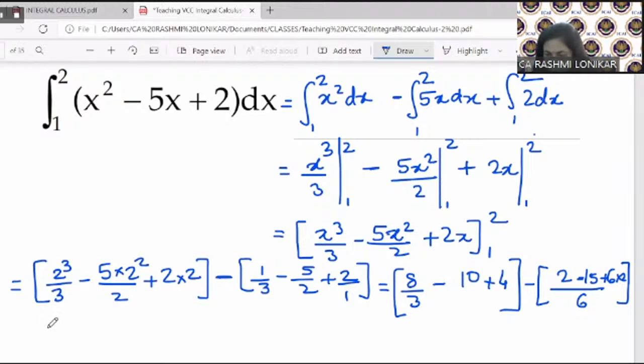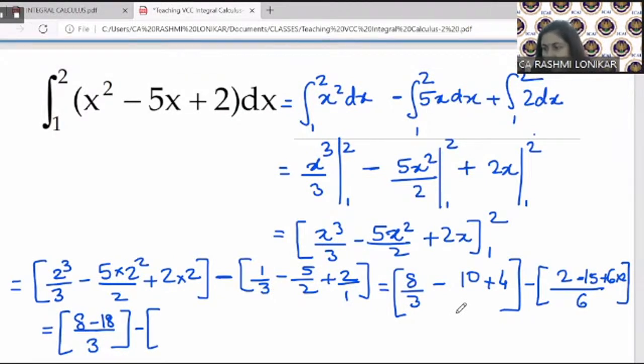So this is equal to upon 3, 8 minus 18, because 3 6s are 18. Now this is minus 10 plus 4. So minus 10 plus 4 is minus 6. Minus 6 into 3 is minus 18. Minus, how much is this? Minus 15 plus 12 is minus 3. Minus 3 plus 2 is minus 1. So this is minus 1 by 6.